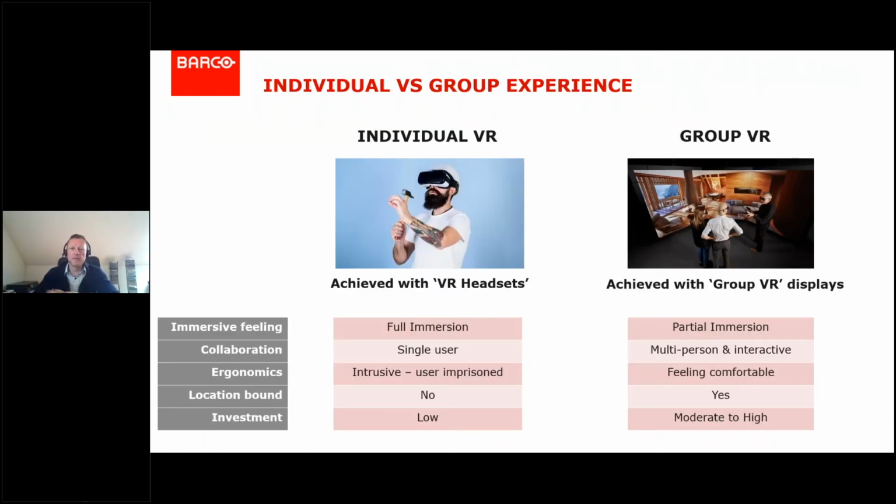Just coming back a little bit to the difference between individual VR and group VR, and especially focusing on when you need what solution and what trade-offs have to be made. First of all, on the immersive feeling, I already said the headset is fully immersed, whereas with the group VR solutions, typically you are partially immersed, unless you go to a Cave type of solution with all sides projected, where you are also fully immersed.